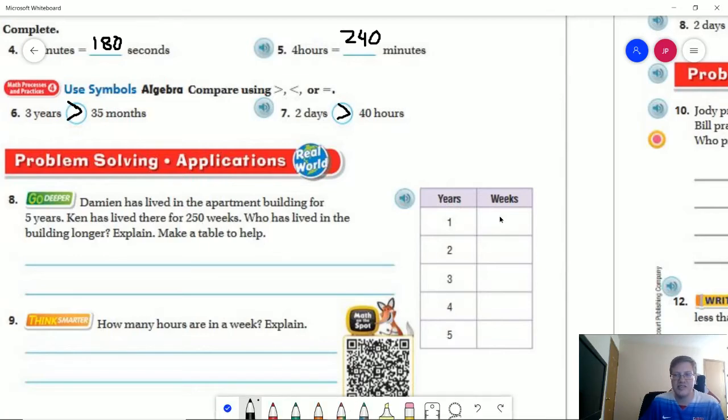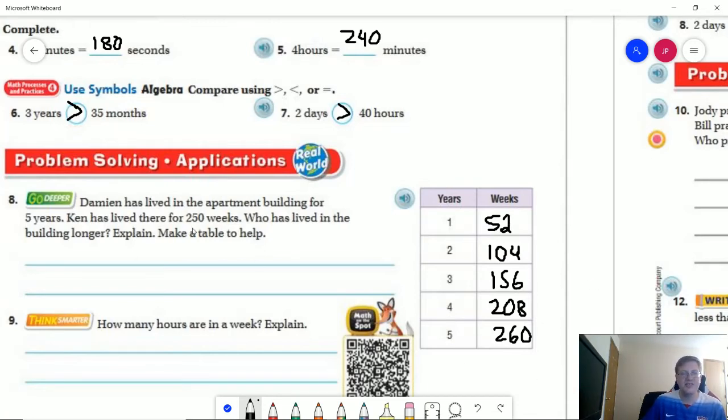So we can do 52. 52 plus 52 is going to be 104. 52 plus 104 is going to be 156. 156 plus 52 is going to give us 208. And 208 plus 52 should give us 260. So just to check, if I did 52 times 5, that would give me my final answer. So 250 plus 10 for doing the 5 times 2 here would be 260.